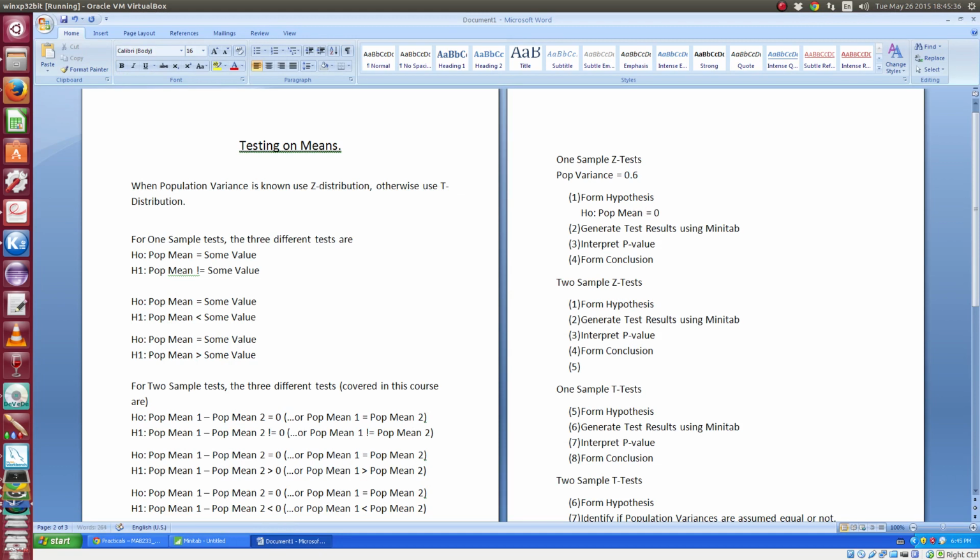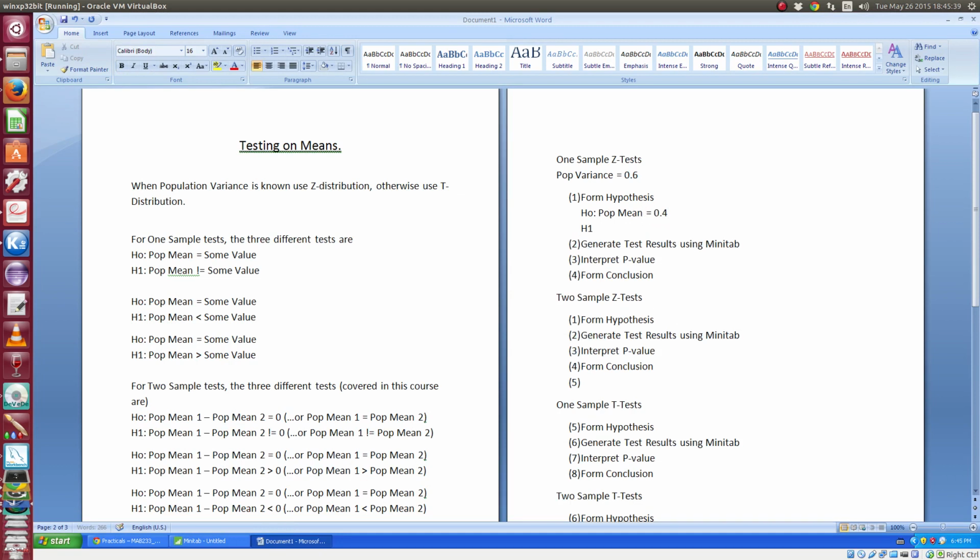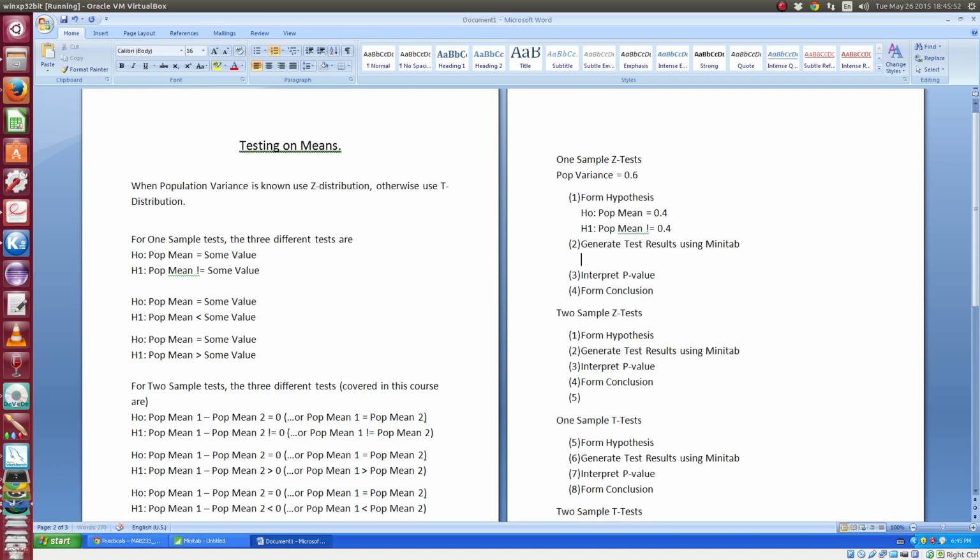So the population mean is equal to 0.4, and then we want to test the conjecture, is the population mean not equal to that value? 0.4. So let's perform that test. So we've set up our hypothesis. We now need to generate the test results using Minitab.